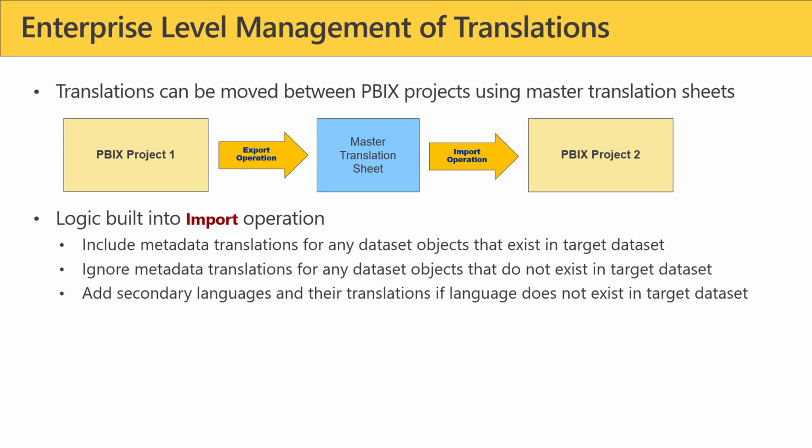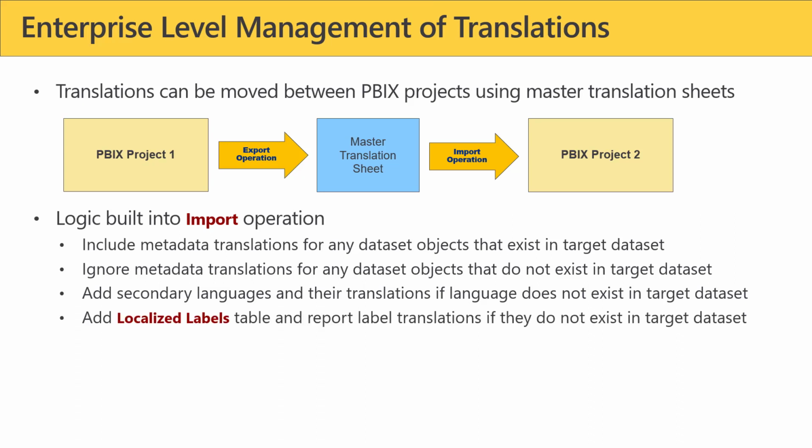Now, what's really nice here, and you just saw an example of this, is that if the master translation sheet has secondary languages that aren't in the target data set, it just adds them in the column on the fly, which gets to be very nice.